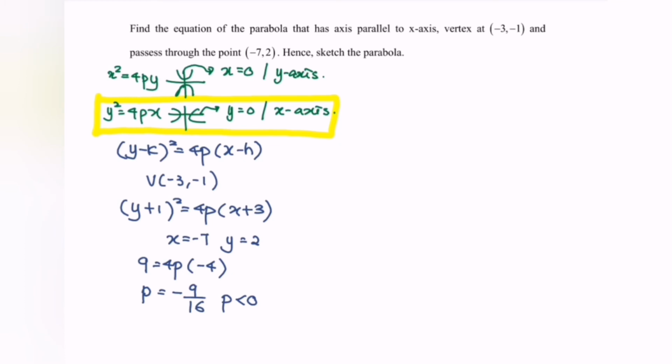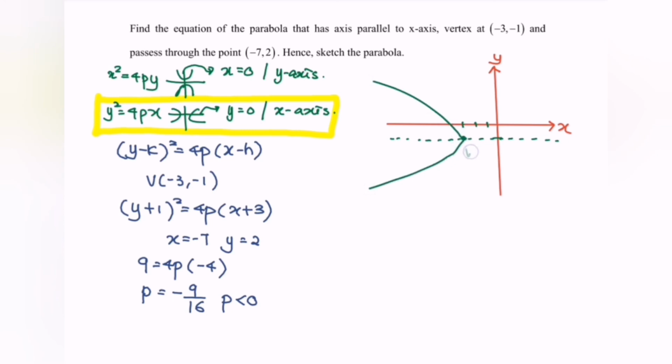So kindly refer to the diagram. So here we have the vertex (-3, -1). So here we have -1, -2, -3. So here we have -1. So here will be the vertex. Next, we have the symmetrical axis, or the parabola axis, which is y equals -1. Next, the graph will open towards the left. So here will be the graph.